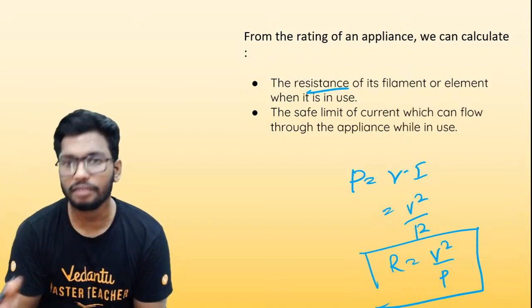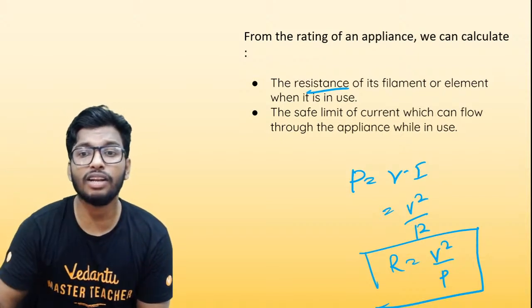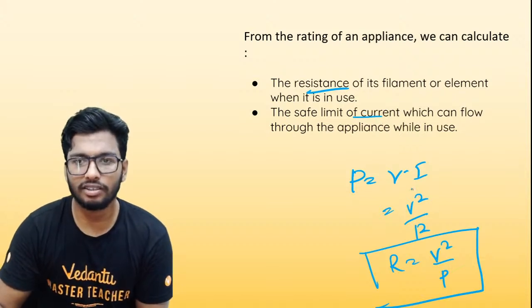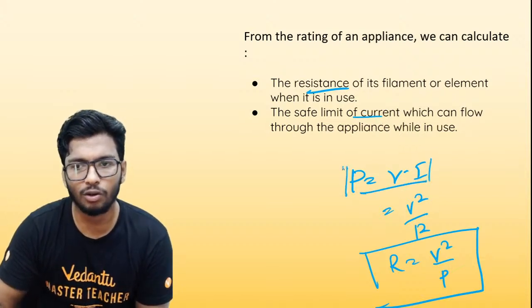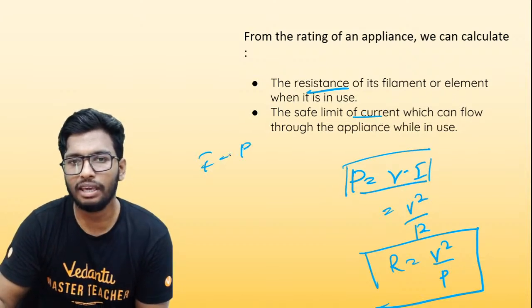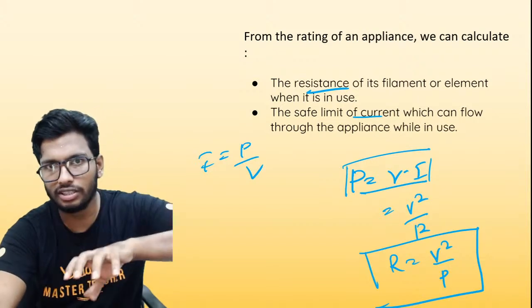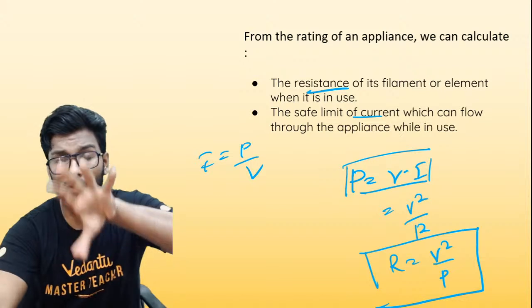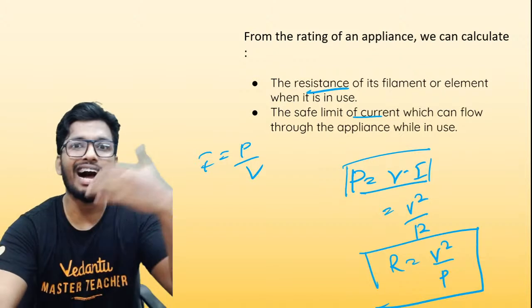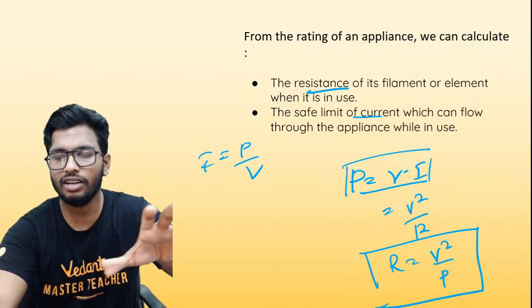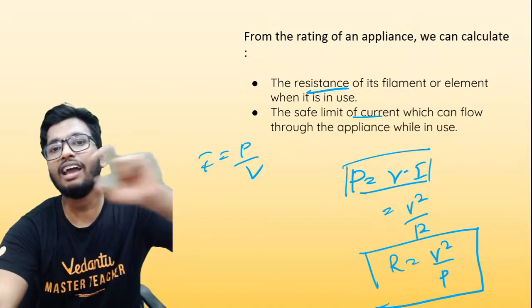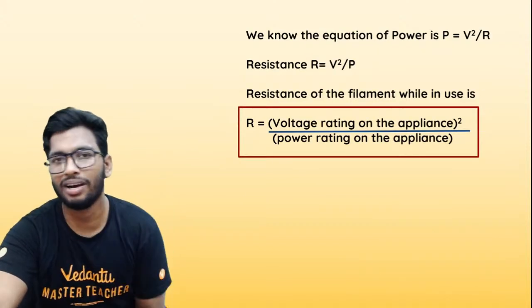Using the power rating as well as the square of the voltage, I can find out the resistance of the filament, and also the safe limit for which the appliance can be worked. From this equation I can also find out what is I. I is equal to what? P by V. So using these values given on the back of a simple appliance, I can calculate the safe limit of the current that you can work with, and the resistance offered by that circuit as well.